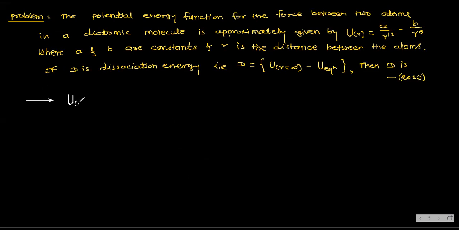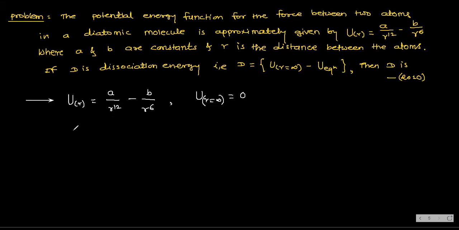Now what is given? U of R is given: A by R power 12 minus B by R power 6. This term is negative potential energy, and this one is positive potential energy. And U when R is equal to infinity is always 0. If you substitute infinity here, 1 by infinity is always 0. So when the distance is infinity, the potential is equal to 0.